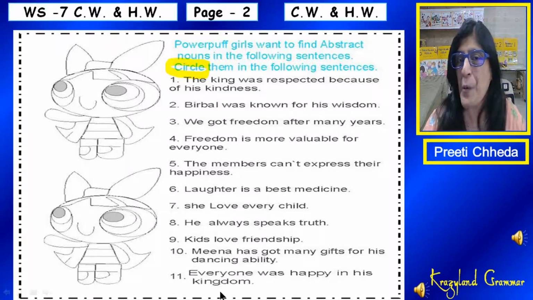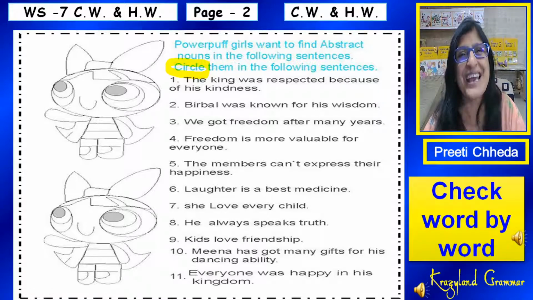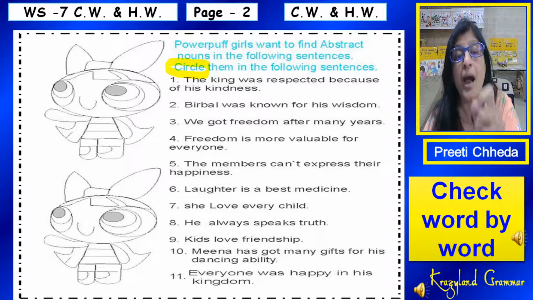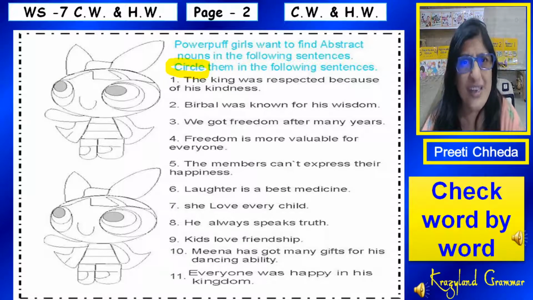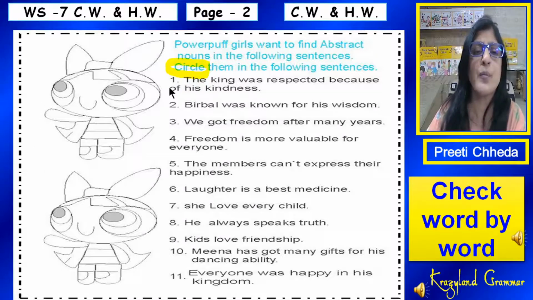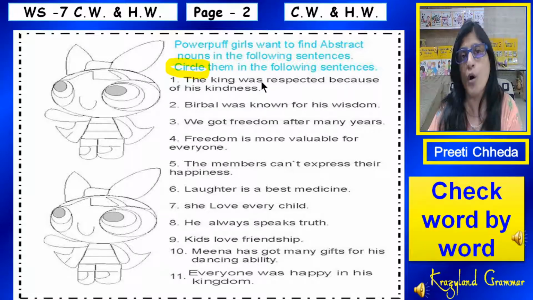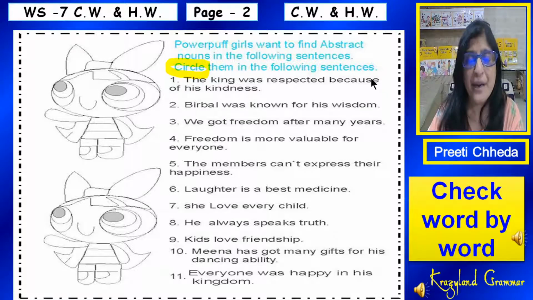Right. But do you know how we do it? Yes, we check word by word. How do we check? Word by word. So let us start with number 1. Put your finger or the pencil and read aloud. The king was respected because of his kindness.